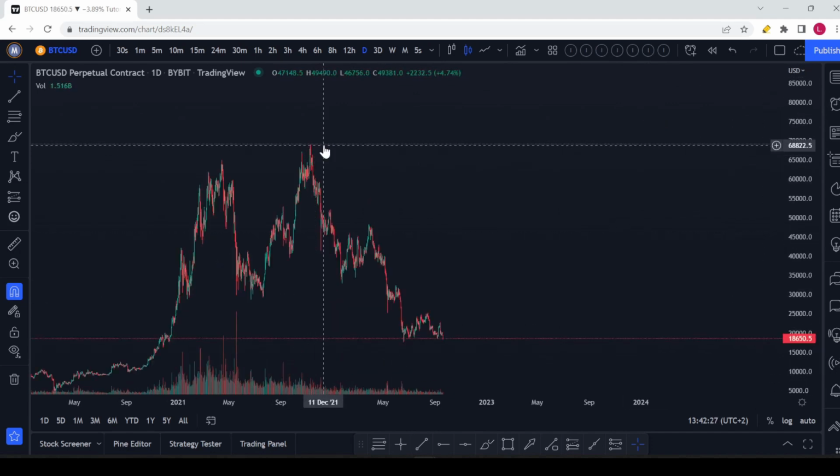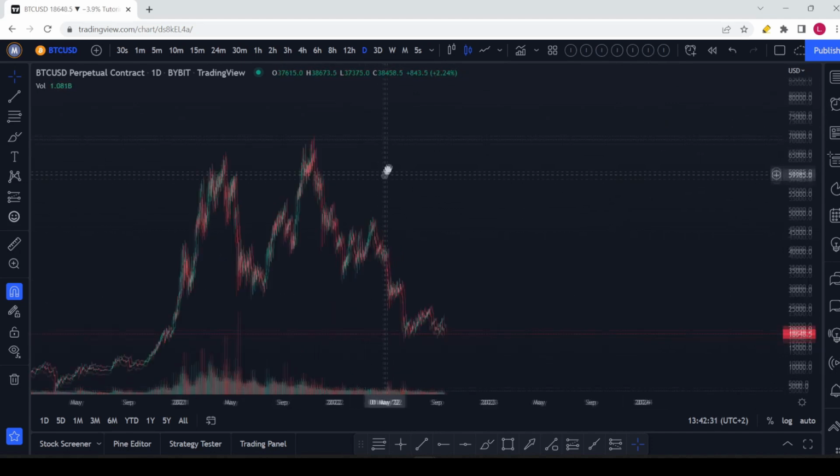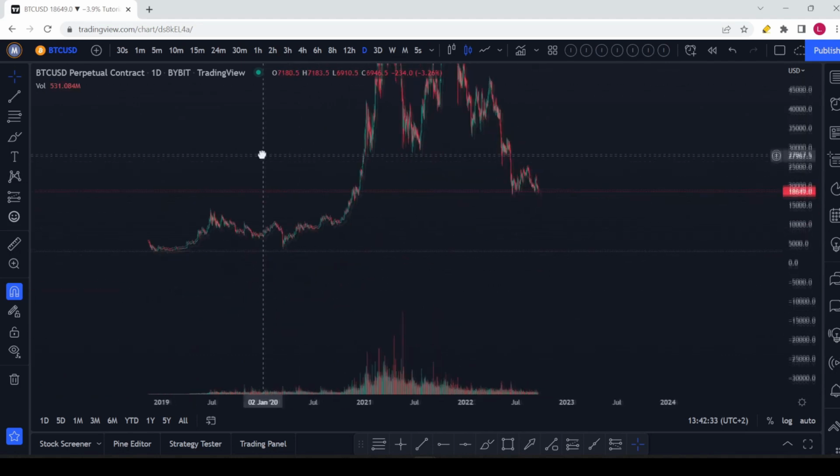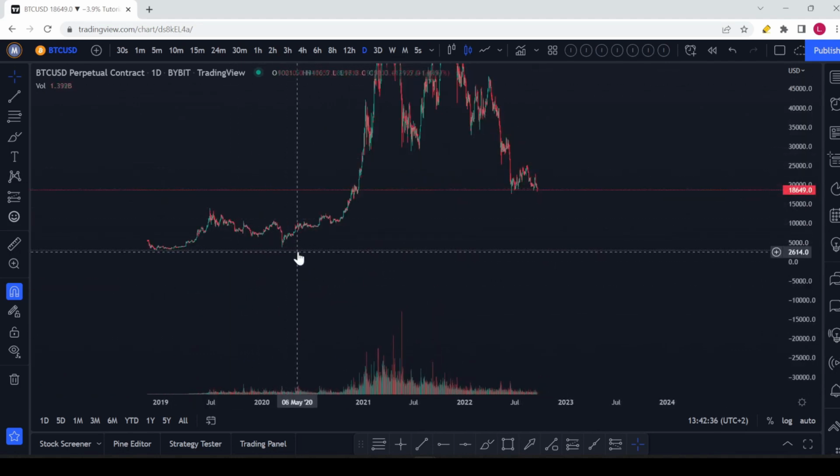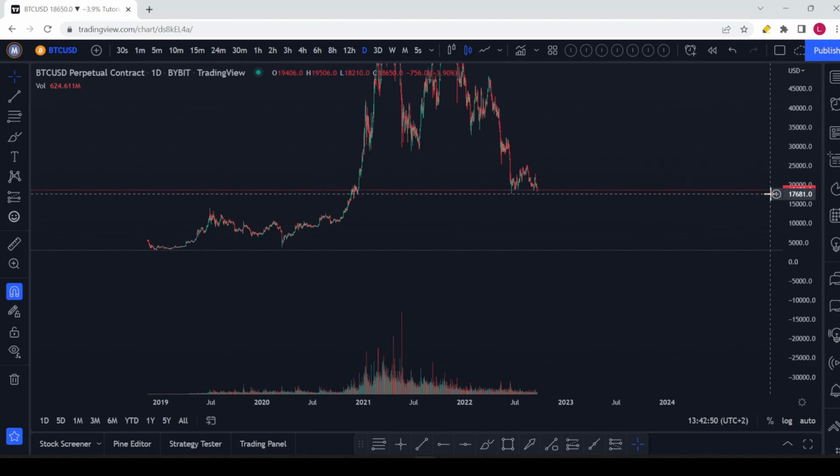So the gray line gives you the highest point on the chart, and the other gray line that you can see over here gives you the low of the chart. So that was, let's say, around $2,500. In this case, the line is red. This gives you the current price. But this line can also become green if the price action is going up.